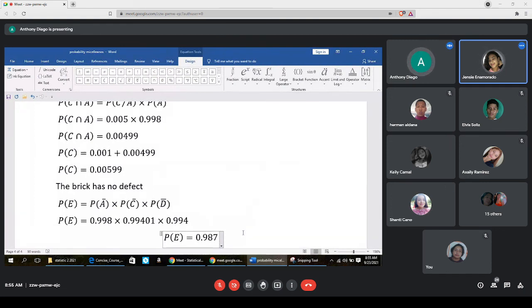I got 0.986, sir, but then I rounded off. What comes next after the number 6? It's a 0, sir. It's 0.98606. Yes, sir, I got that too. Okay, and that will be to 3 significant figures. So that problem is finished there.